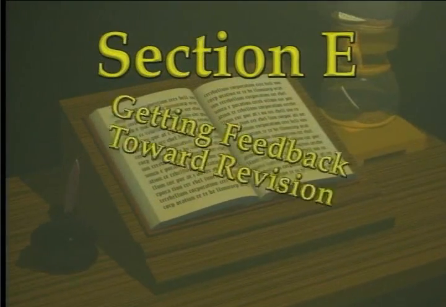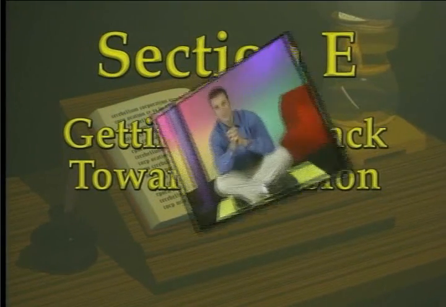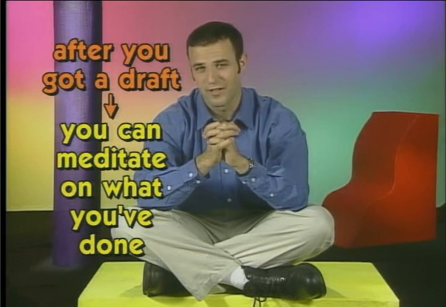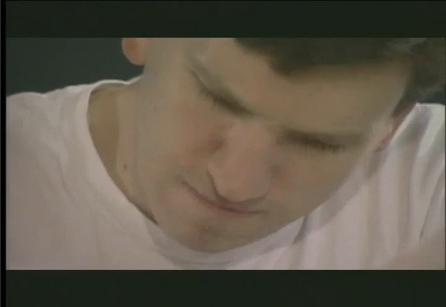Section E, getting feedback toward revision. After you've got a draft, you can meditate on what you've done. You can look around and figure out where you've gone with your writing. Now is the time to be more critical of what you've written. You want to read what you wrote and ask yourself, what in the world was I thinking when I wrote that? We'll call writing at this stage considered writing.